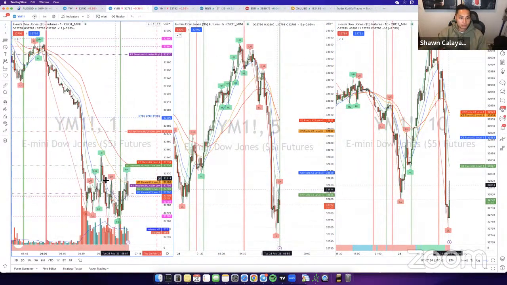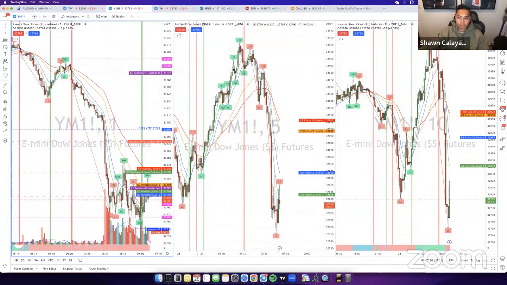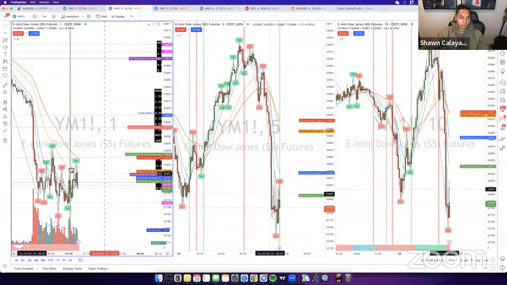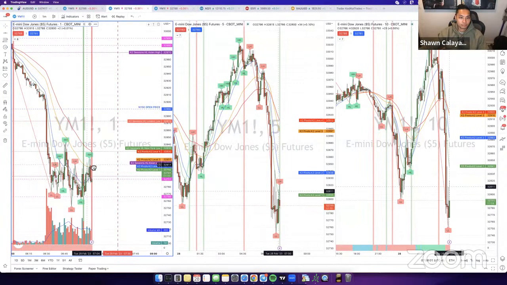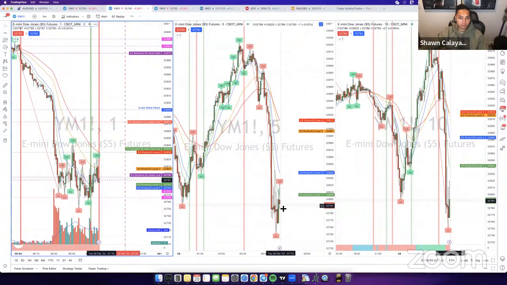So we are just going to be waiting for this to confirm. But I'm going to keep this one up right here too, so that we can see if this buy signal ends up coming up or not.